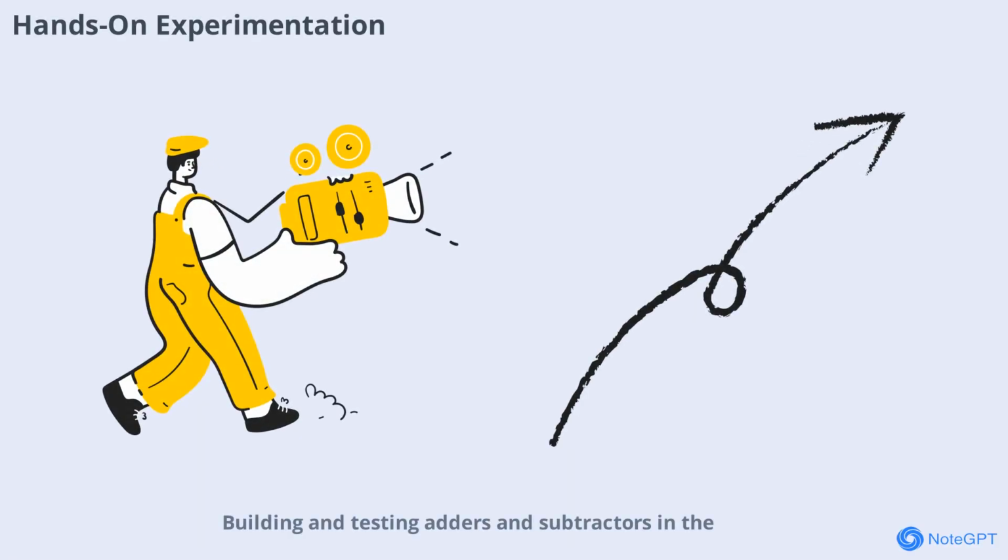Building and testing adders and subtractors in the lab is a great way to reinforce learning. Using breadboards, logic gates, or simulation software, students can see how these circuits work in practice. Experimentation helps bridge the gap between theory and real-world application.